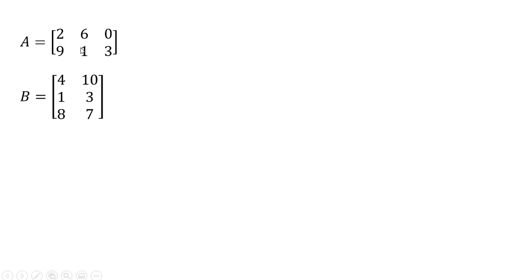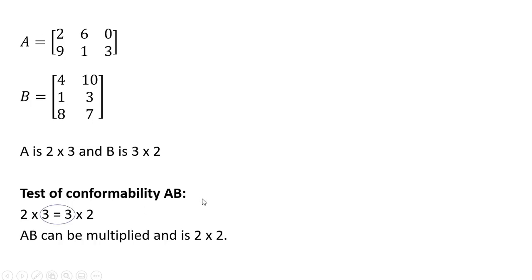Here we have two matrices, A and B. A is a 2 by 3 matrix. Matrix B is a 3 by 2 matrix. So can we multiply A times B? Test of conformability, A times B: 2 by 3 and 3 by 2. The two inner numbers match. So A and B can be multiplied, and its size will be 2 by 2.